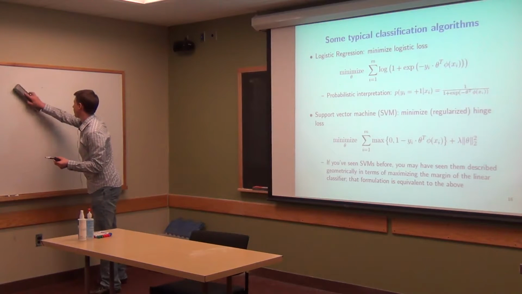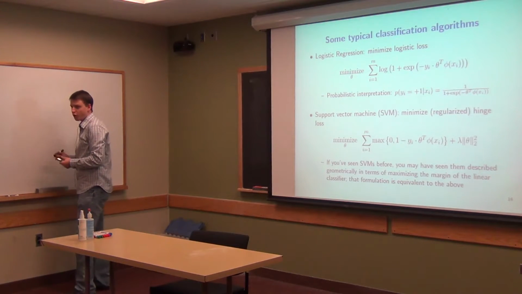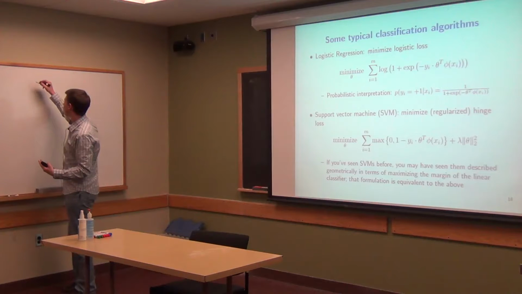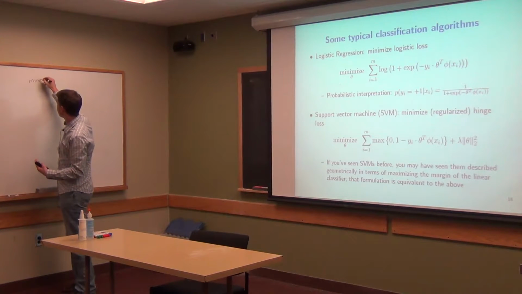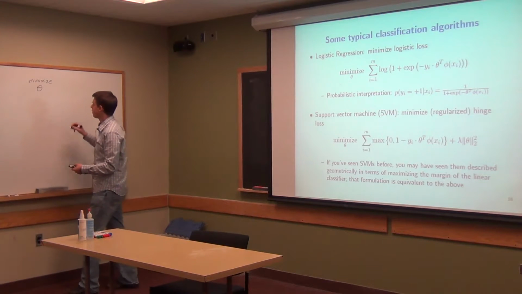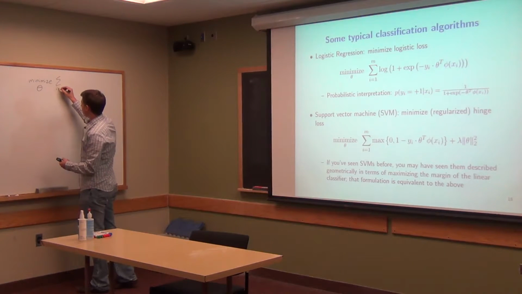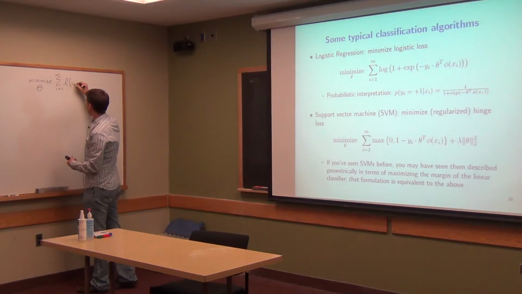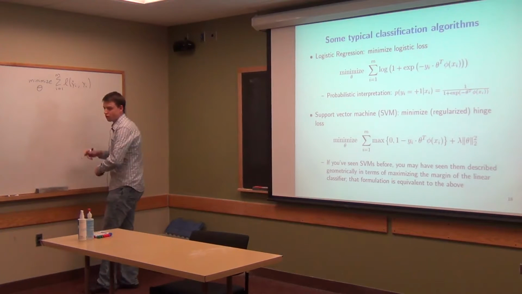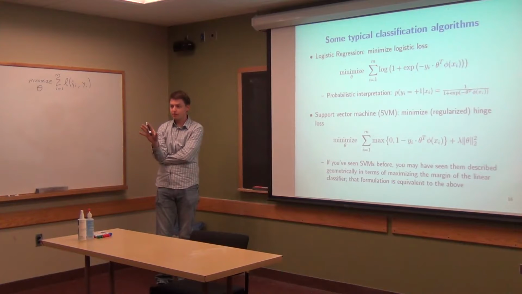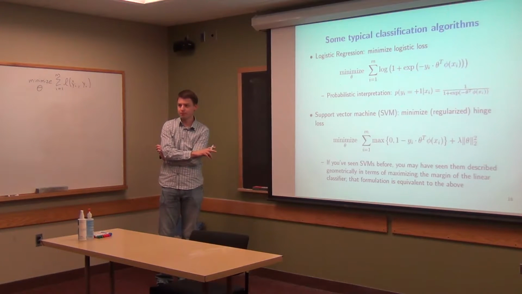Let me just write this out, actually. Remember, our basic optimization problem was that we wanted to minimize over our parameters theta the sum over all our examples, i equals 1 to m, of the loss between our predicted value and the true value. So this was our optimization problem that we had for linear regression, for the different loss functions in regression, and it's exactly the same for classification. That's our problem.